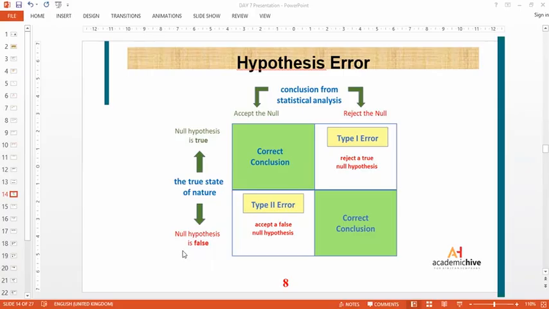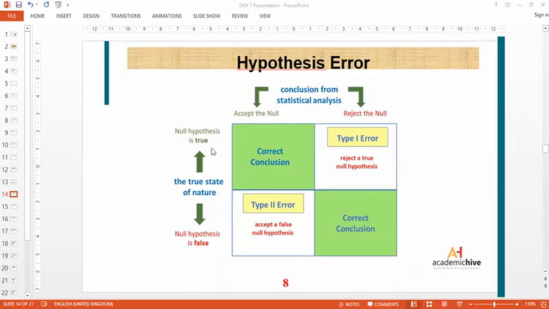Now, I gave an example that if your significant value was 0.38, and of course it's bigger than your error margin, ideally the true state of nature is to accept the hypothesis. That is what you should do. Then in your conclusion you wrote that you accept the hypothesis. When the null hypothesis is actually to be accepted, and you actually accepted it, you have arrived at the right conclusion.